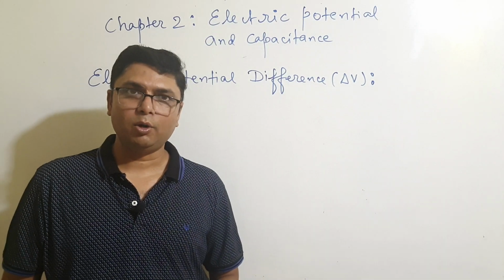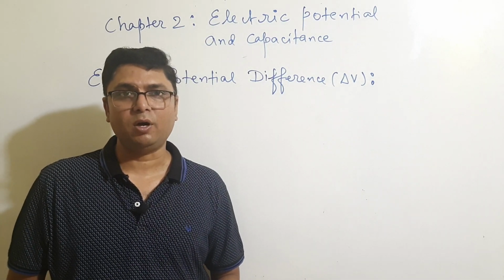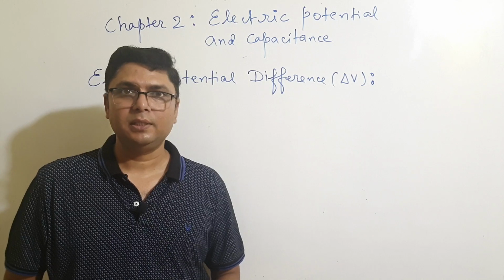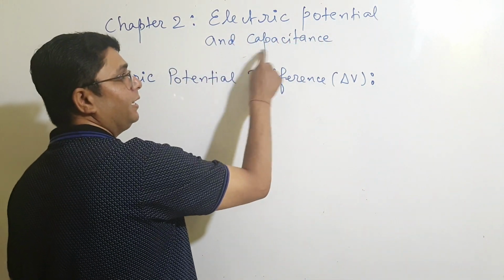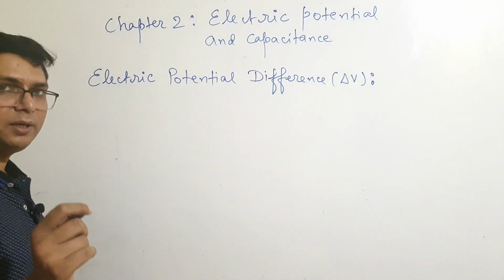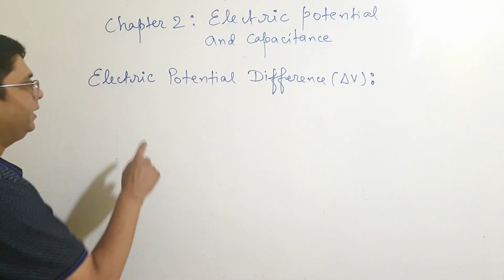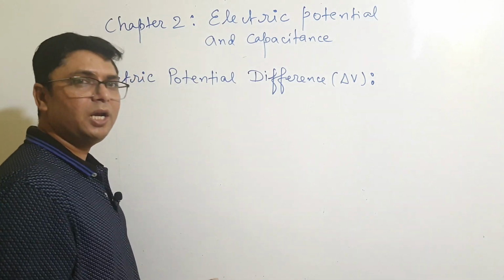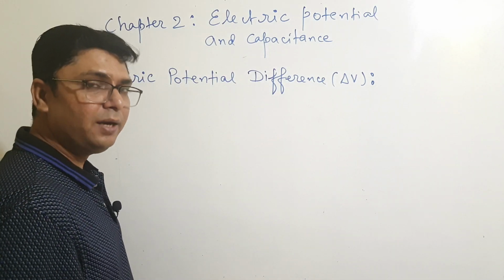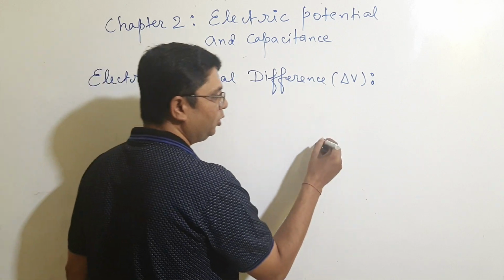Hello student, you are going to learn a new chapter of class 12 which is chapter 2, known as electric potential and capacitance. In this chapter, the very first topic is electric potential difference. Electric potential difference can be understood by taking a source charge Q.